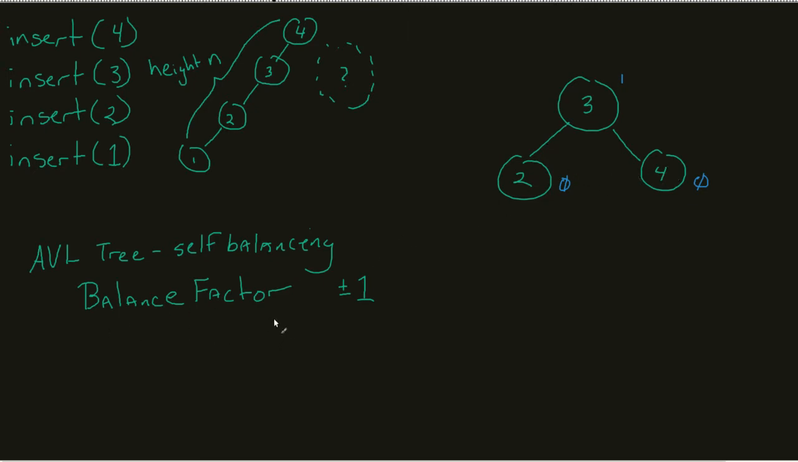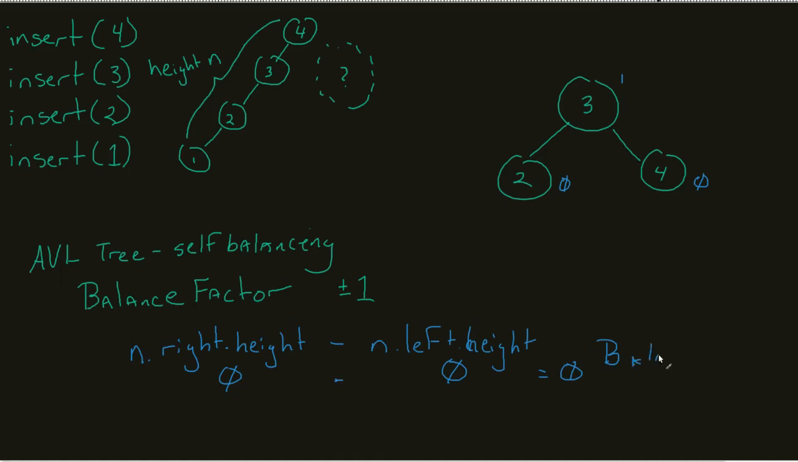The reason why is, again, if we look at that balance, we look at any given node's right child height, so right dot height, and we subtract that by that node's left child's height. In our case up here, we see 0 and 0, 0 minus 0, and we get ourselves what we would call a balanced node, equaling 0. But what happens if I were to insert a single node?